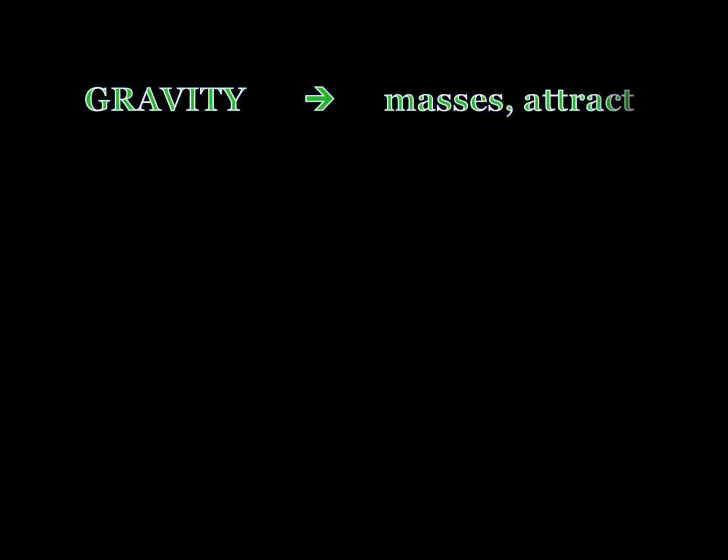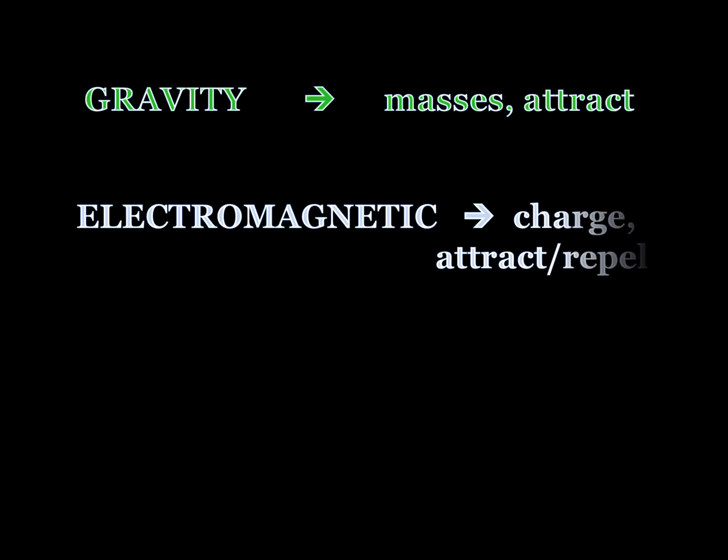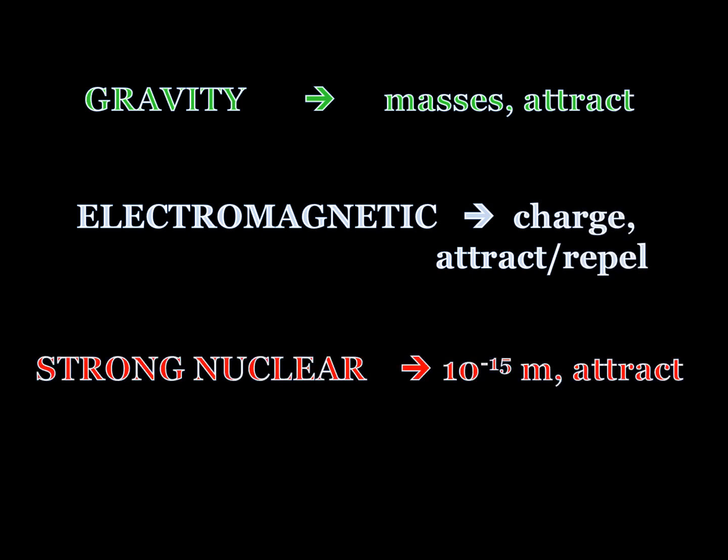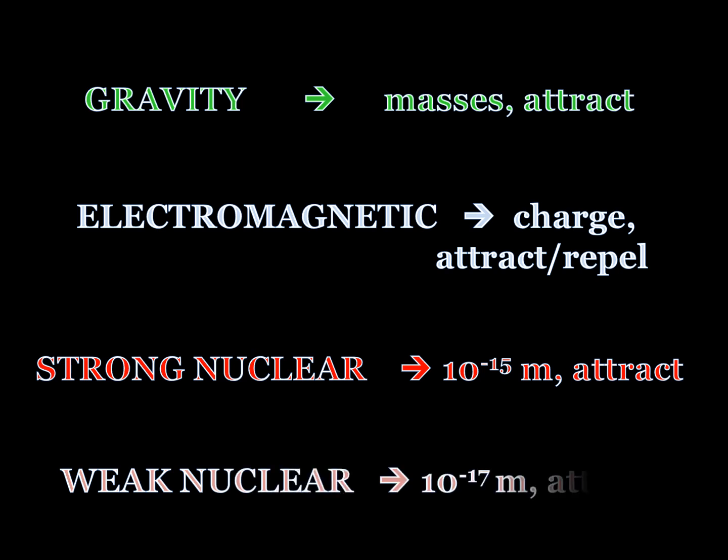These were the four fundamental forces of the universe. An easy way to remember these forces is to connect them with their key factors. For example, gravity depends on masses. Electromagnetic force depends on positive and negative charges. Strong nuclear force works at distances within 10 to the power minus 15 meters, and weak nuclear force works at distances within 10 to the power minus 17 meters.